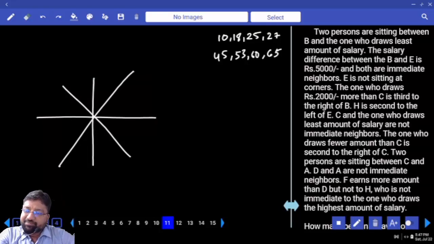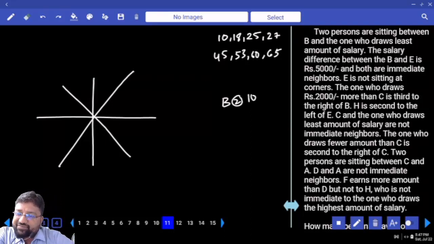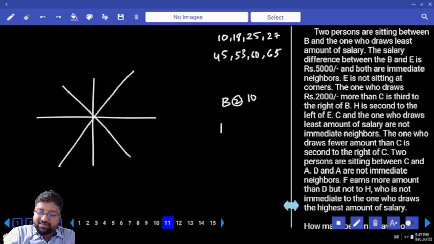Two persons are sitting between B and the one who draws the least amount of salary. What is the least amount of salary? 10,000. How many persons? Two persons. Okay, now next line. The salary difference between B and D is 5,000. What are the numbers which have a difference of 5 between them? 60 and 65. See, that is what I said. Now, there is no necessity for us to look back, because I have already written the numbers. Next line.